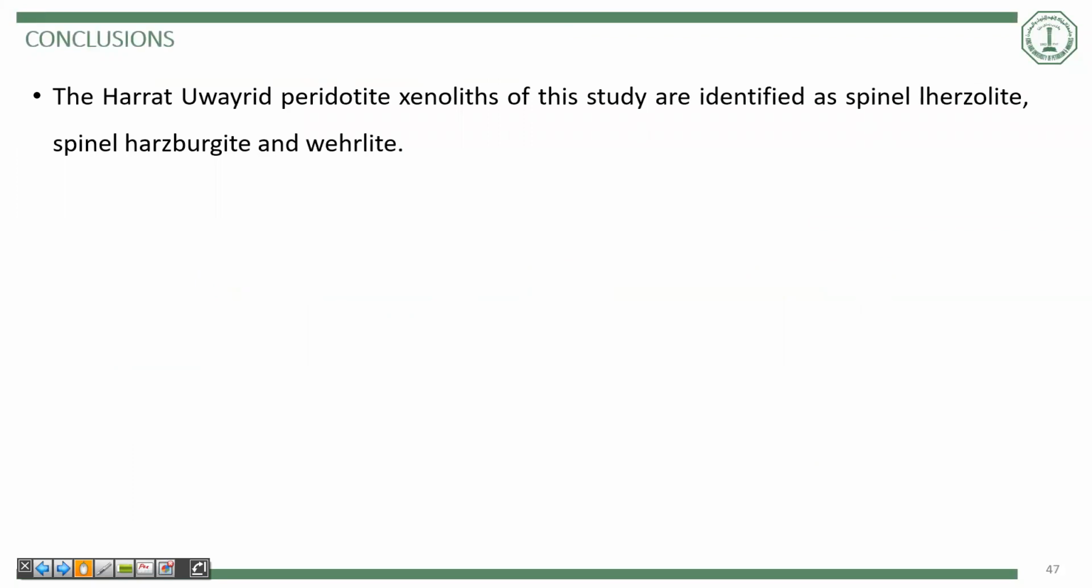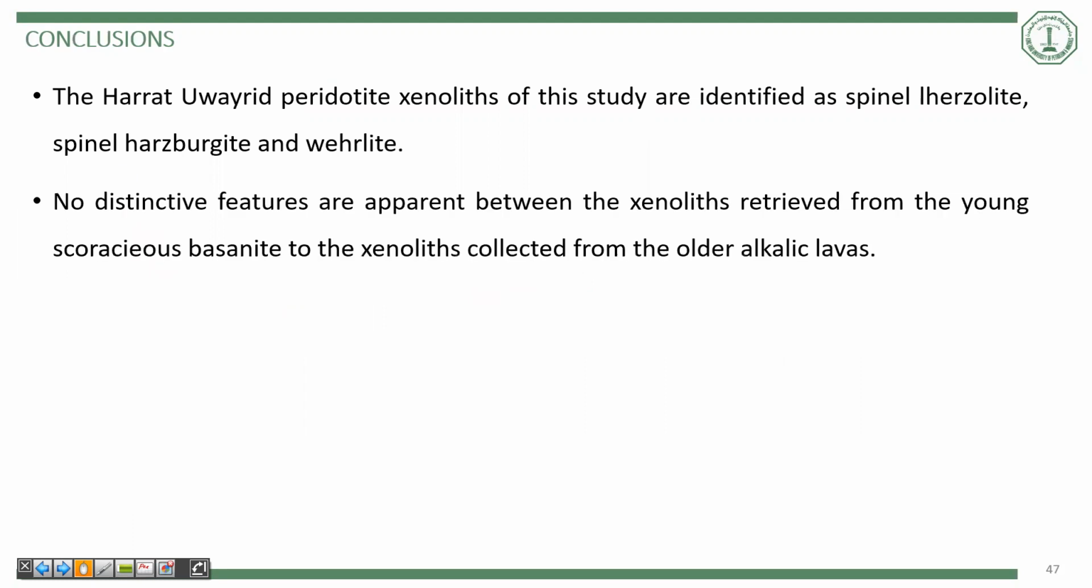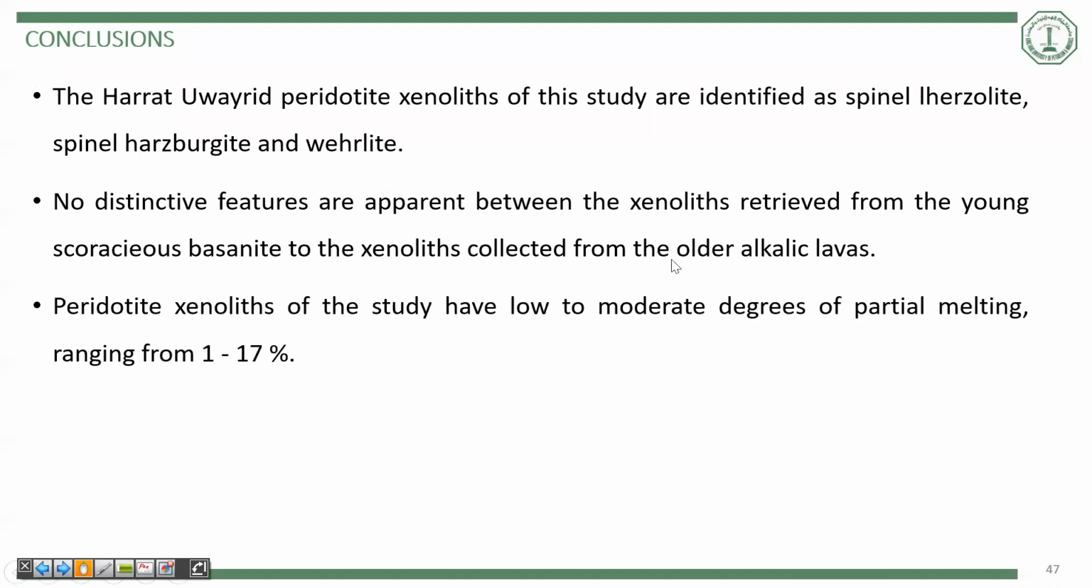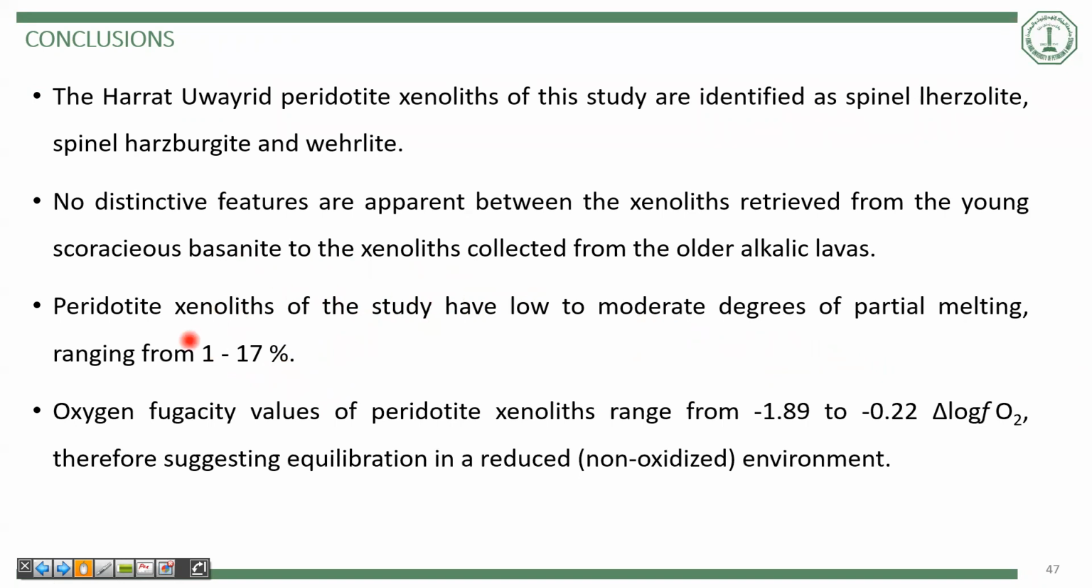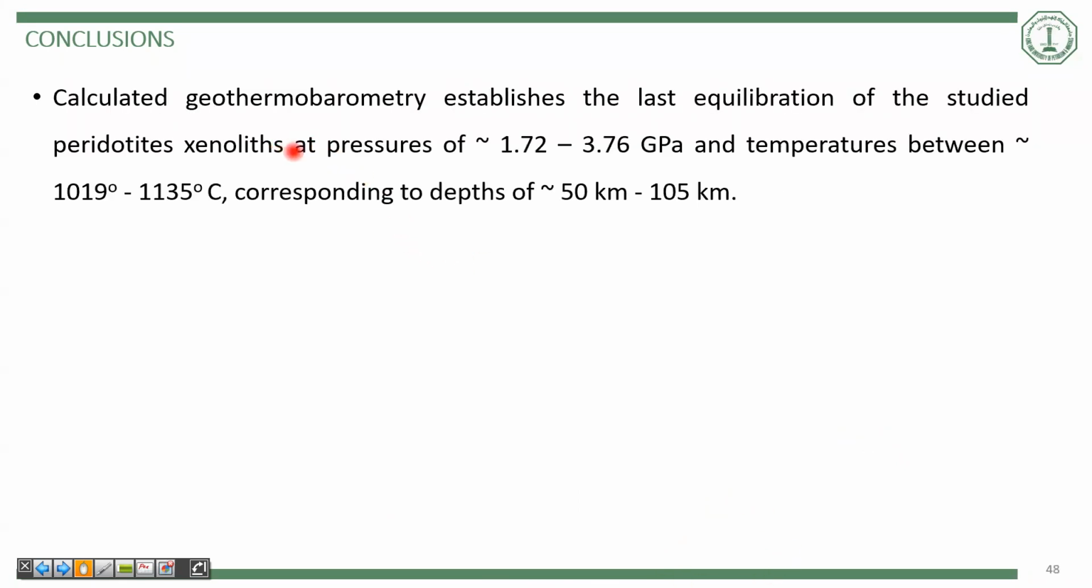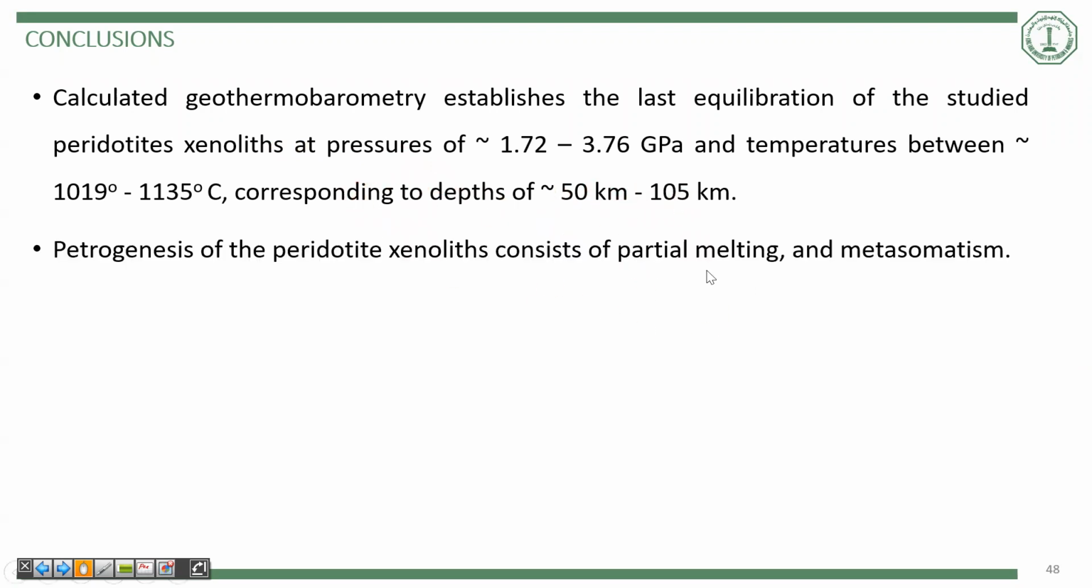Harrat Uwayrid peridotite xenoliths are identified as spinel lherzolite, harzburgite, and wehrlite. No distinctive features are apparent between the xenoliths retrieved in the younger area and the older area. The peridotite xenoliths of the study have low to moderate degrees of partial melting, ranging from 1 to 17%. The oxygen fugacity of the xenoliths ranges from minus 1.89 to minus 0.22, suggesting a reduced or non-oxidized environment. Calculated geothermobarometry resulted in depths of approximately 50 to 100 kilometers. Petrogenesis of the peridotite consists of partial melting and metasomatism.